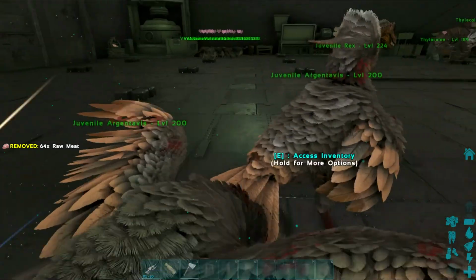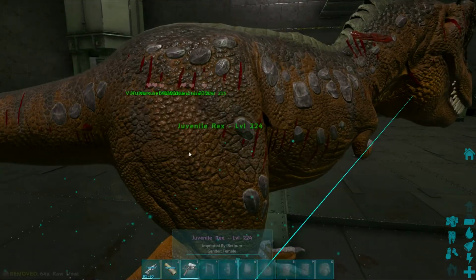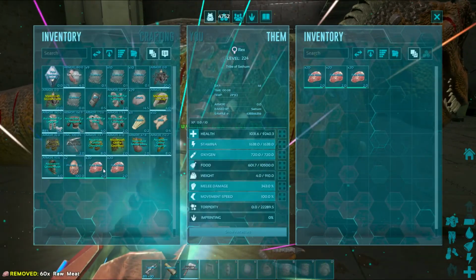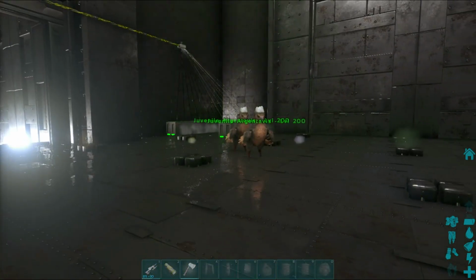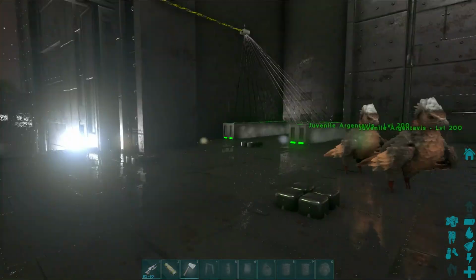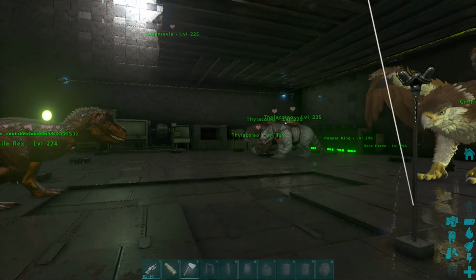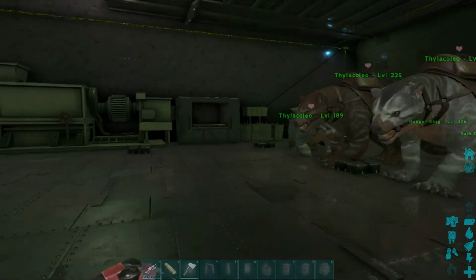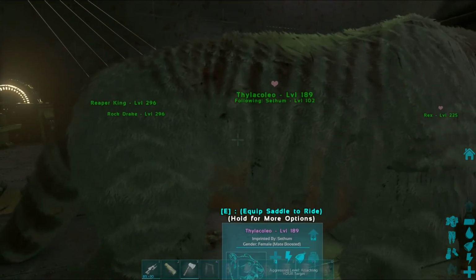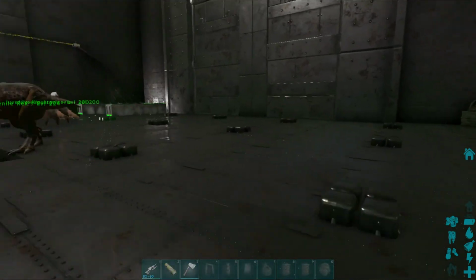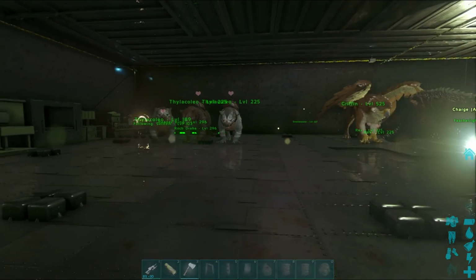Also, it is important to note that you will need to hand feed babies up to the point where they become juveniles. Once they become juveniles, you can have them feeding out of a feeding trough. So very important here to note is that a baby dino will not feed out of a feeding trough until it reaches the age of juvenile.